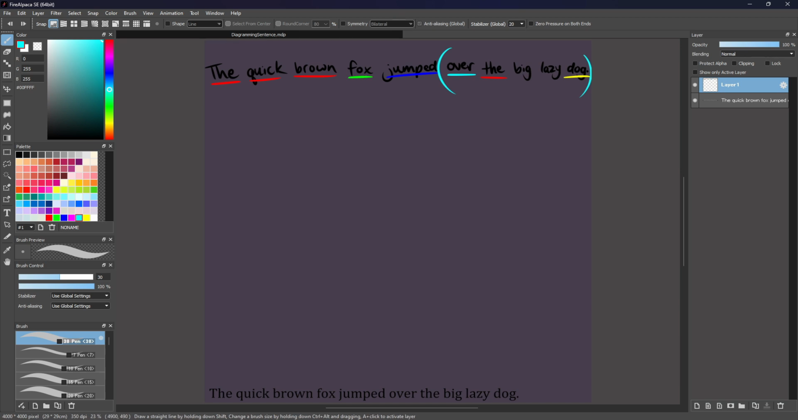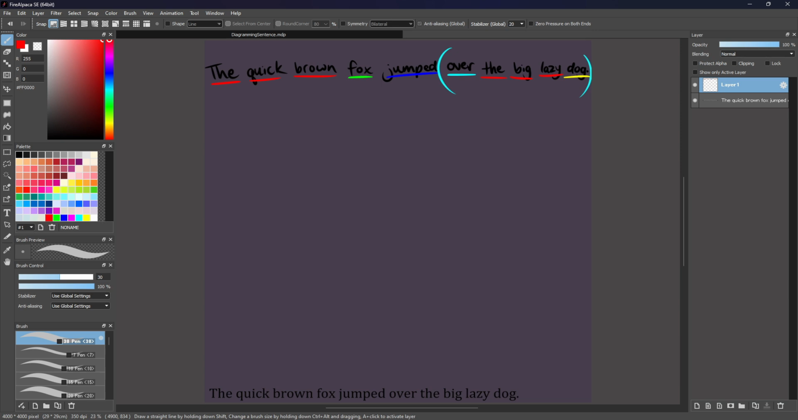So, while the words the big lazy are still describing the dog, all four of these words are actually in a prepositional phrase, which is started by the word over. And this prepositional phrase is describing the verb of the sentence, jumped. Okay, now that we've covered all that information, we can move on to the next step.